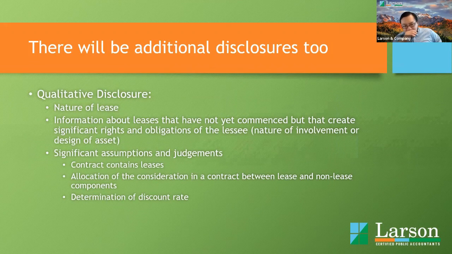So there's the qualitative disclosure, which is similar to what was in the past. You have to disclose the nature of your lease, which ASC 840 had too. You have to disclose information about leases that have not yet commenced that create significant rights and obligations of the lease. So that's a little bit new as well. And then any significant assumptions that were used. For example, for the present value of future payments, you have to disclose the discount rate related to that, the method of how you allocated consideration between lease and non-lease components, and any contracts that may contain embedded leases and how you determined that will also need to be disclosed qualitatively in the financials.